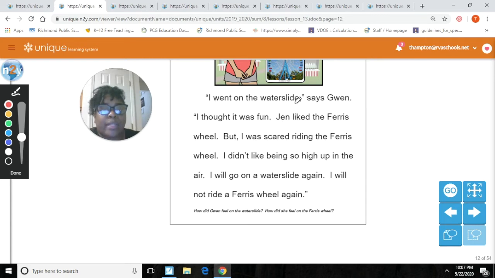So how does she feel about the water slide? She said, I thought it was fun. How does she feel about the Ferris wheel? Now, here's Gwen right here. She says that Jen liked the Ferris wheel. Now, then Gwen makes a comment. She says, but I was scared riding the Ferris wheel. So now we see that Gwen said she thought it was fun to ride the water slide, but she was what? She was scared to ride the Ferris wheel.